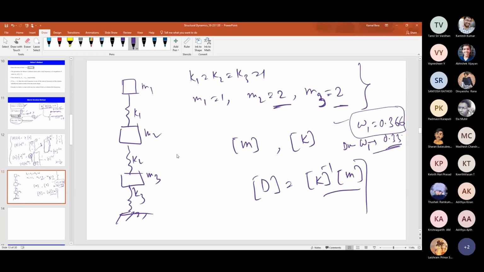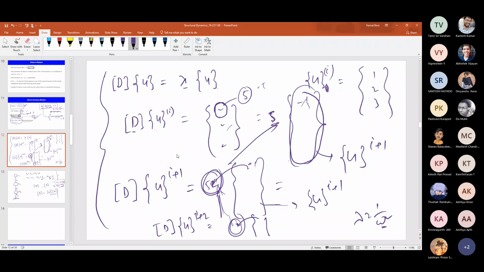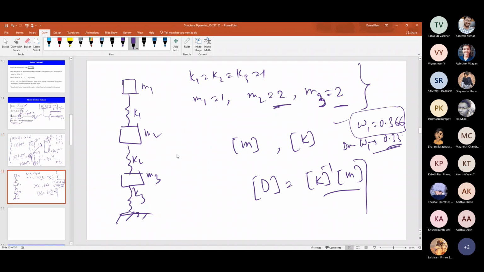If anybody has difficulty here, you can ask me, or otherwise please do the procedure. Maybe in 4 or 5 iterations you will see that there is convergence. That is the beauty of this matrix iteration method. So please do the problem. This is the same problem we discussed last time using the Dunkerley method and the Holzer method.